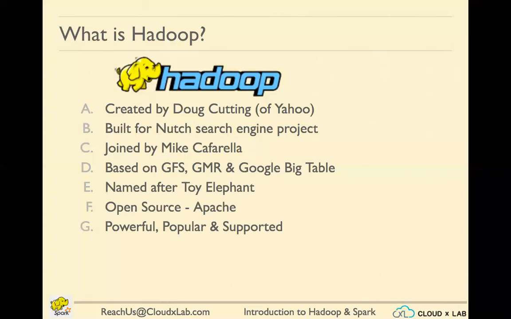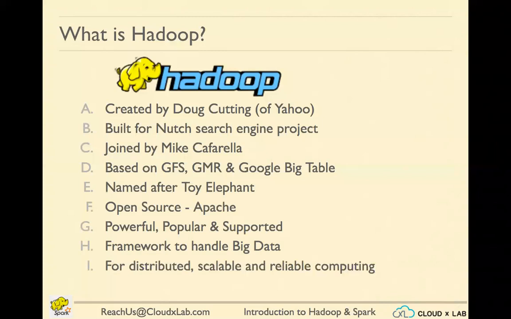It's powerful, popular, and well supported. It's a framework to handle big data. The core idea about Hadoop is that it is for distributed, scalable, and reliable computing. What's the difference between the three? Distributed means all the components under the umbrella of Hadoop.